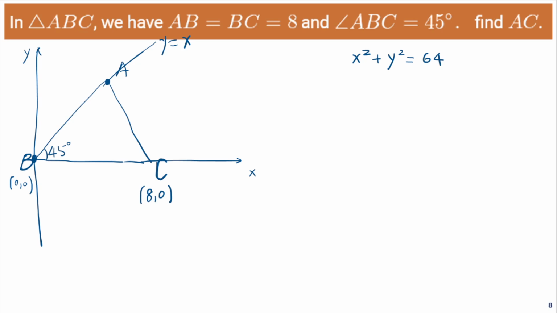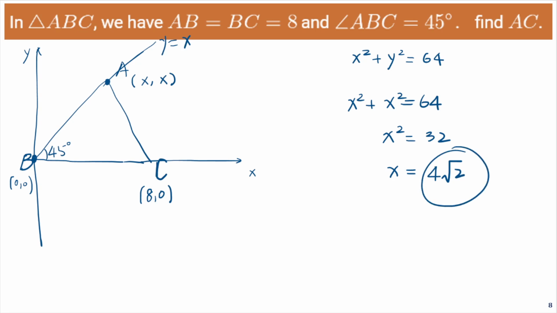Because A is on both the circle and the graph of y equals x, we can find the coordinates of A. Because A is on the line y equals x, we can let the coordinate of A be (x, x), right? So we know that x squared plus x squared equals 64. This gives us x squared equals 32, and then x equals 4 square root 2. We only use a positive 4 square root 2 here because according to our establishment here, A has positive x coordinate. So x must be positive.